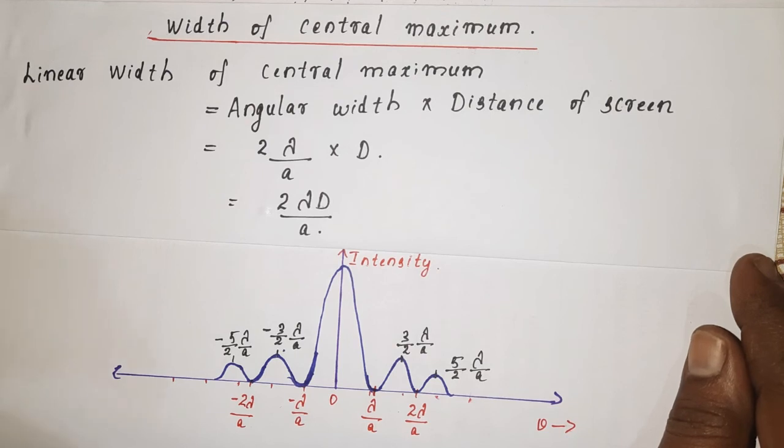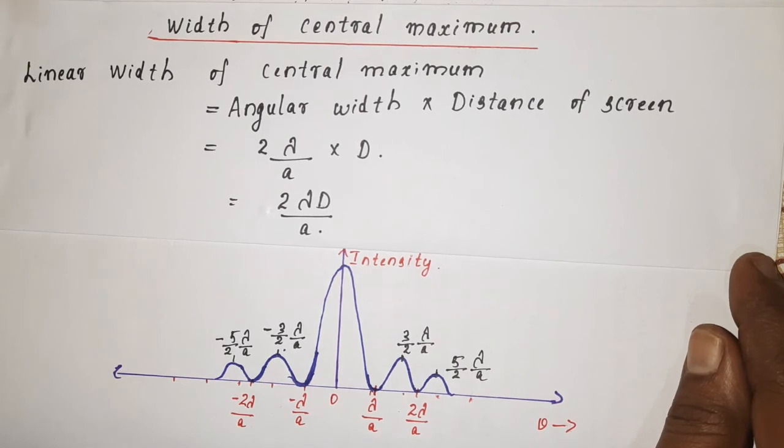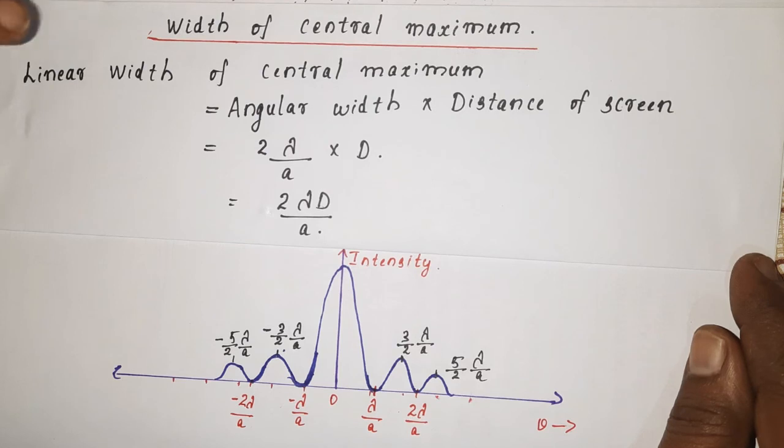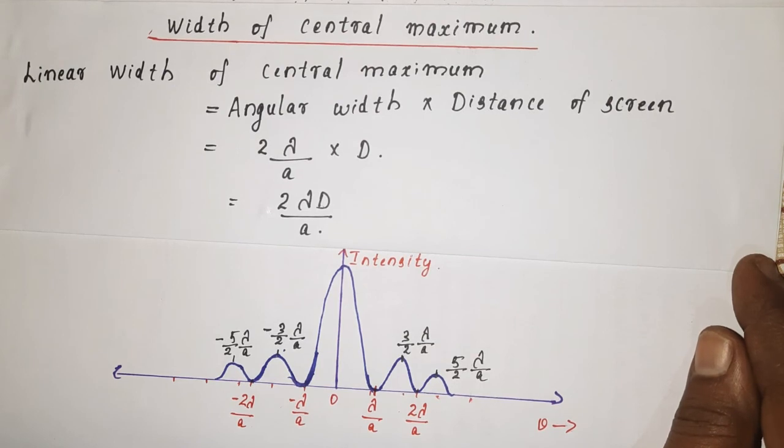So what will be the width of the central maximum? In a diffraction pattern we were mentioning the positions of fringes as angular positions. So the linear width of the central maximum is equal to the angular width into the distance of the screen. We can explain the angular width from this graph. And what do we mean by the distance of the screen? Distance of the screen from the slit. So at what distance the screen is kept from the slit, that's what we mean by the distance of the screen. We assume that distance to be capital letter D.